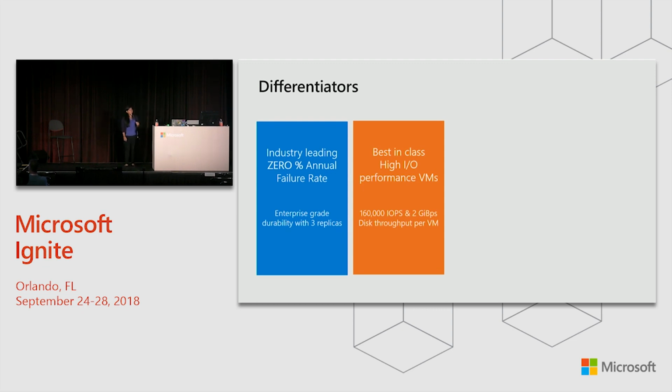Next, we offer some best-in-class high-performance VMs. With our GS5, you could get up to 80,000 IOPS and 2 gigabytes per second, but on Monday, as we released Ultra SSD, we called out that we're going to release a brand new VM type in the ES series that will be able to get you up to 160,000 IOPS as well. So definitely look forward to that in the coming months.